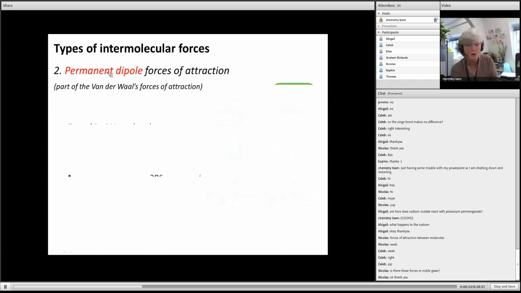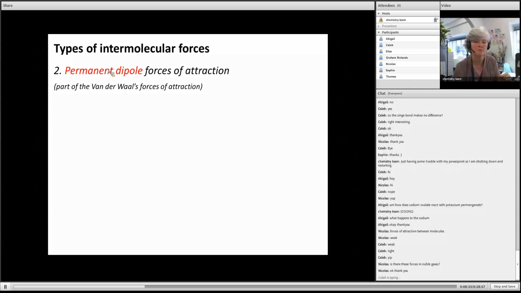Okay, permanent dipole force of attraction. Remember we're talking about polarity of molecules. If you have a polar molecule, you've got permanently on one side of the molecule a negative end and permanently on the other side of the molecule a positive end. So they're always there. They're not there in a split instant and then gone again. So these tend to be stronger forces of attraction.